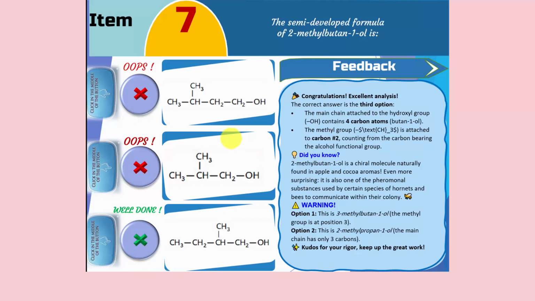Option 1 places the methyl group at carbon 3, while option 2 has a main chain of only 3 carbons. The semi-developed formula shown here represents this structure. 2-methylbutan-1-ol is also associated with apple and cocoa aromas.